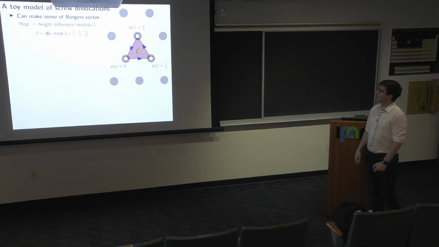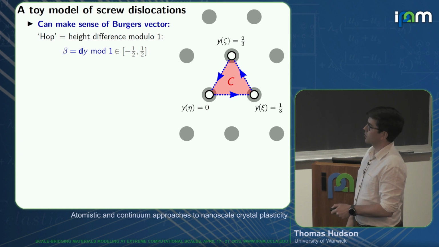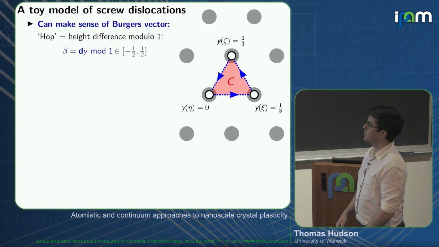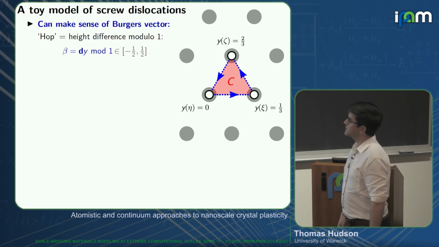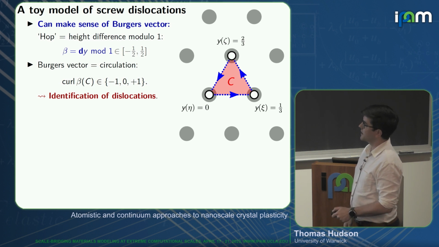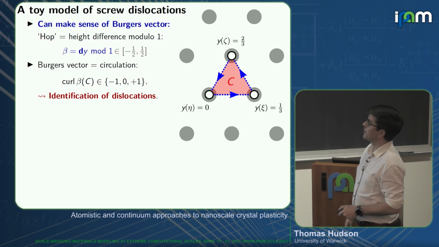Yes. Okay, so how do we make sense of the Burgers vector? As I said, for any pair of columns, I can construct beta by just taking dy and modding out the integer difference in heights. And then I can think about what this means physically. If I take a discrete curl around some triangle, say in this 2D lattice, if I project BCC, I really get a triangular lattice.